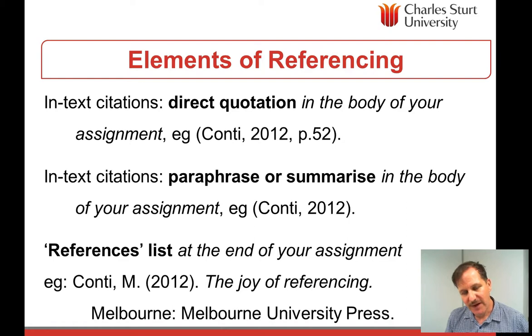And the rule is, everything that you cite within your assignment, you need to have at the end as well. So if you're citing Conti as the example here, in your body, you make sure you have it in the reference list as well. And the reference list shouldn't have references in it that you didn't use within the body of the text.